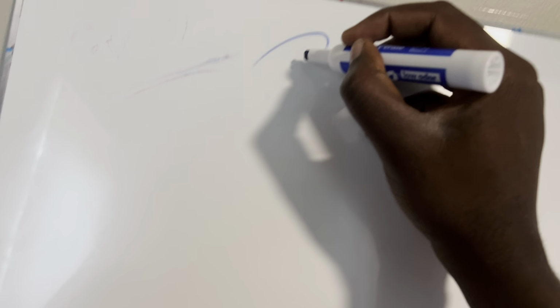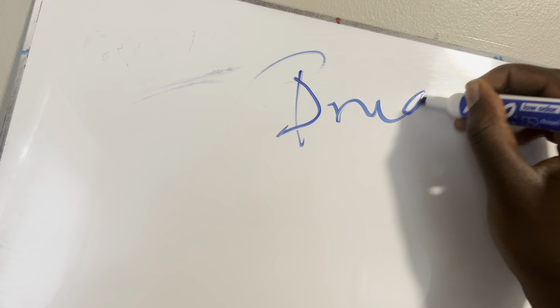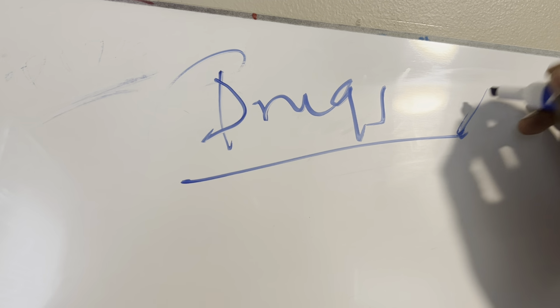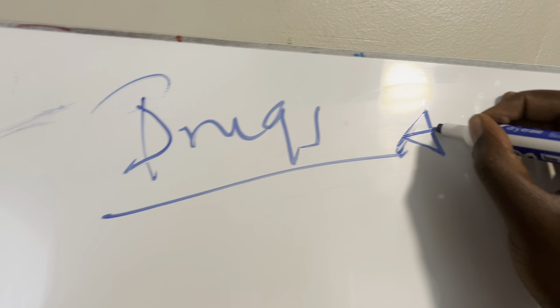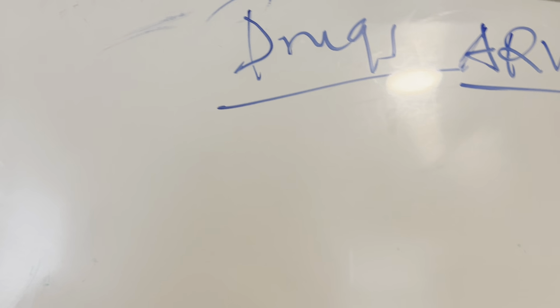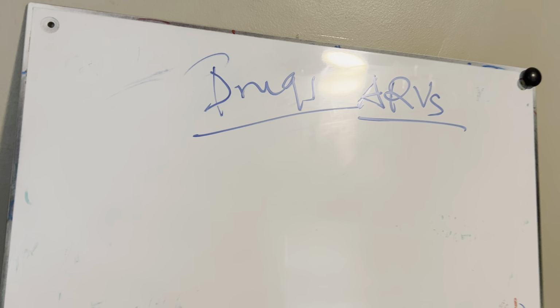So quickly, we're going to talk about basically the drugs, known as ARVs, very important antiretroviral drugs, based on the life cycle or pathophysiology of the HIV virus.